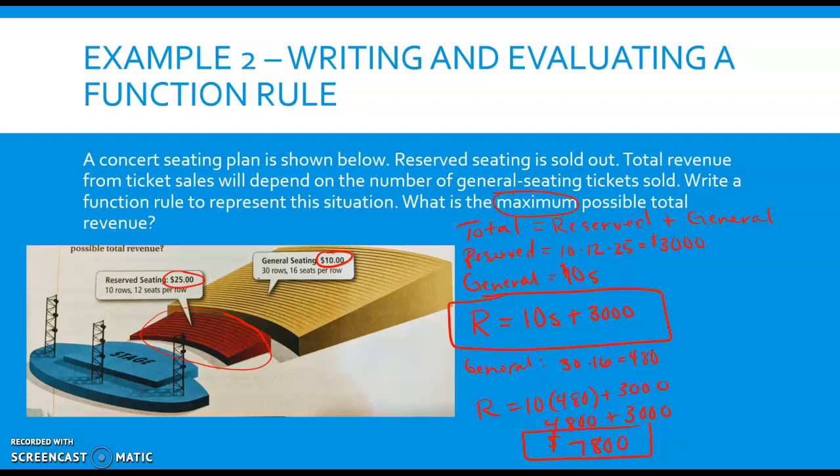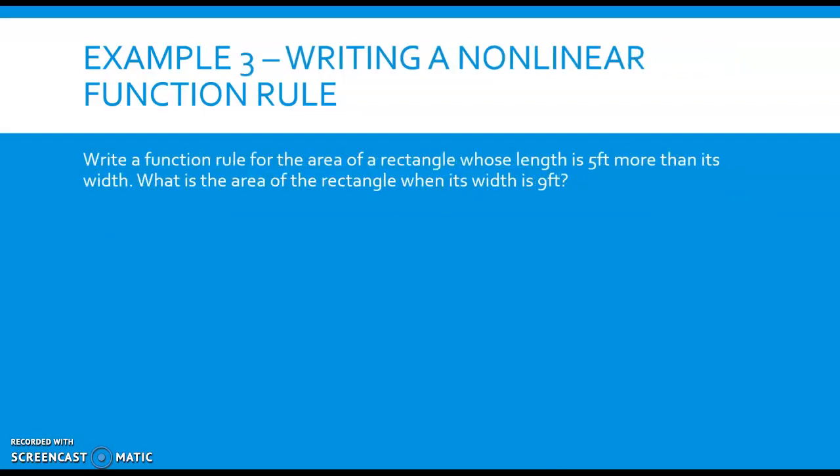All right, so that's how that worked. We took what we knew, we gathered that information together, we created a function to where I could find it for any amount of seats sold in the general section, and then we found what our max possible amount could be. All right, last example, writing a non-linear function rule. So here we want to write the function rule for the area of a rectangle whose length is 5 more than its width. So we know that the area of a rectangle is length times width.